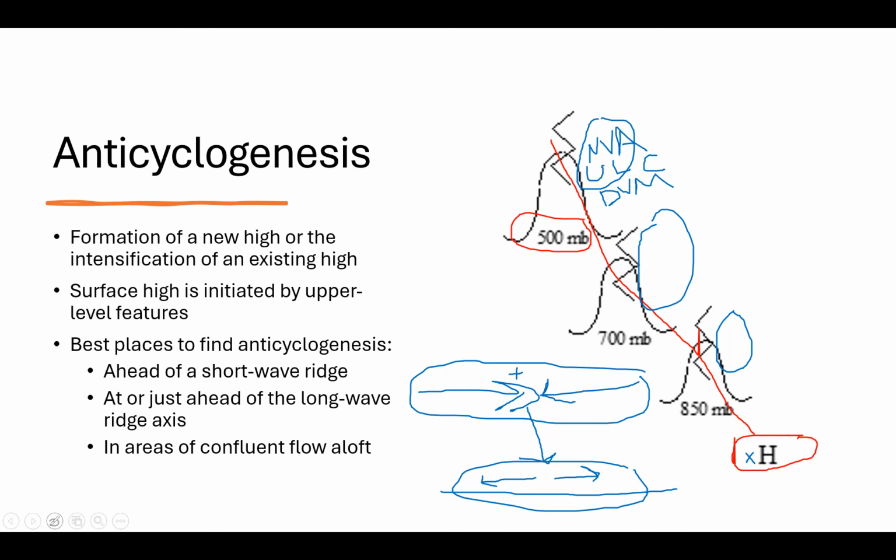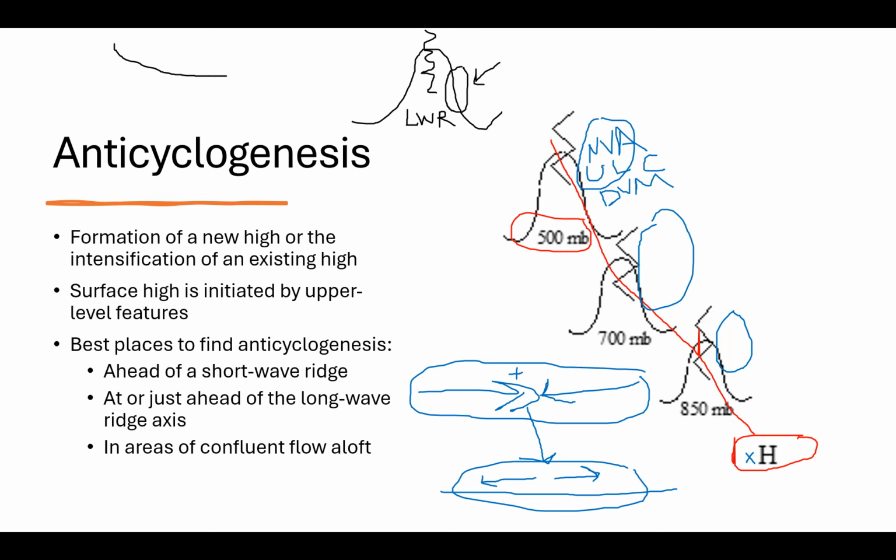All right. Additionally, we look at the long wave pattern. At or just ahead of the long wave ridge axis is the favorable area. Let's say this right here is my long wave ridge. And where is anticyclogenesis going to be favored? It's going to be favored right in here. Here's our ridge axis, our sawtooth line in the long wave ridge. Let's label this the LWR for long wave ridge. At and just ahead of the long wave ridge axis is a favorable area for anticyclogenesis. And also if you get confluent flow aloft.